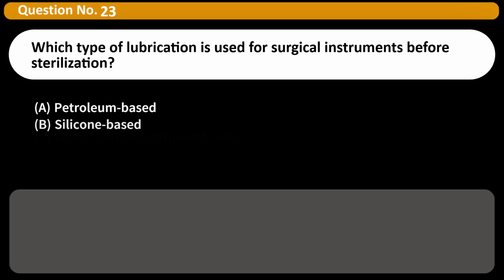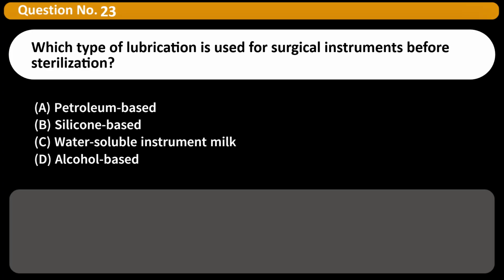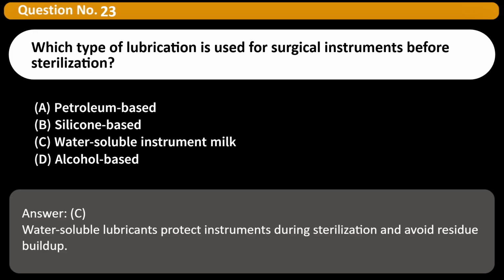Which type of lubrication is used for surgical instruments before sterilization? A. Petroleum-based. B. Silicone-based. C. Water-soluble instrument milk. D. Alcohol-based. Answer: C. Water-soluble lubricants protect instruments during sterilization and avoid residue buildup.